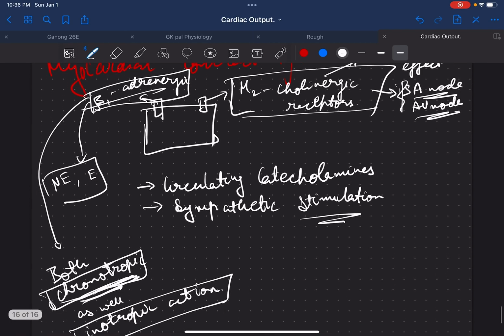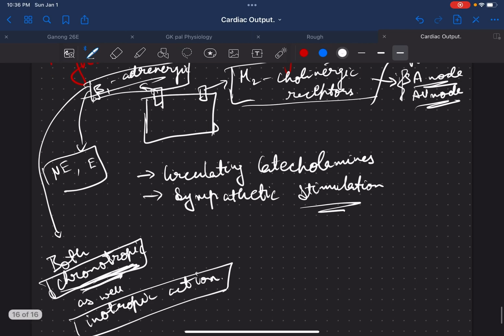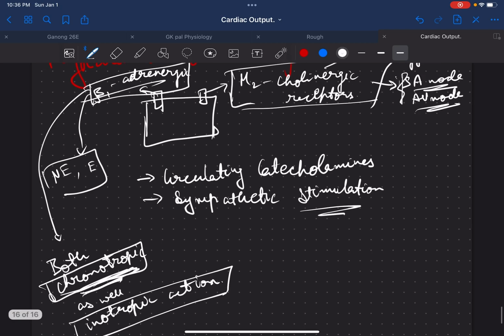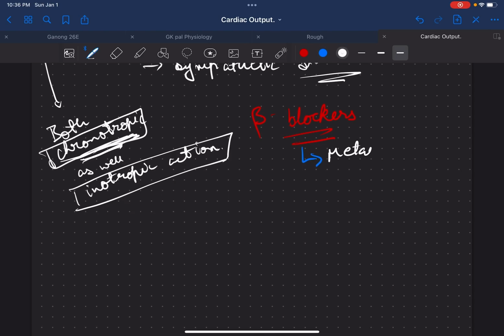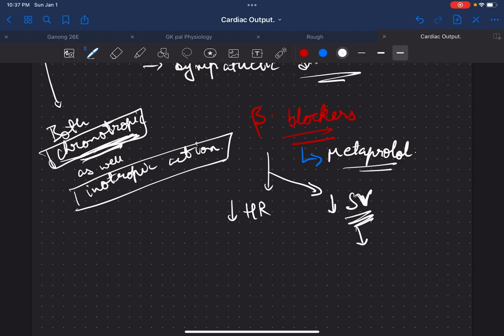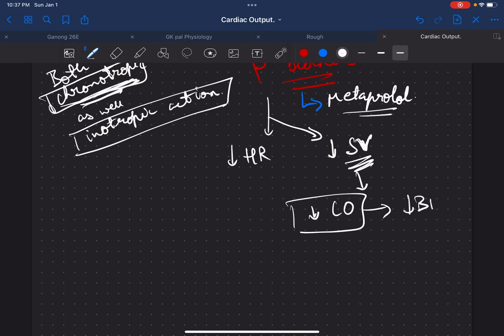So even if I'm giving vagal stimulation, the strength of contraction will not reduce. But when I'm stimulating beta 1 adrenergic receptors, it affects both. That is, it will both increase my heart rate and increase my strength of contraction. That is why whenever I give beta blockers like metoprolol, it both reduces the heart rate and lowers the strength of contraction. That is, it lowers the stroke volume, therefore lowering overall cardiac output, which is another way of saying it reduces my blood pressure.